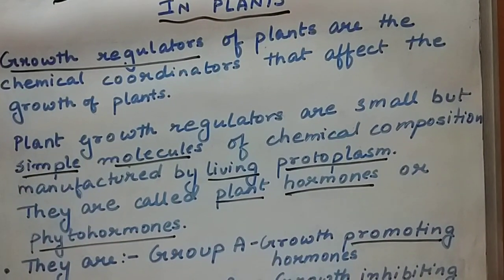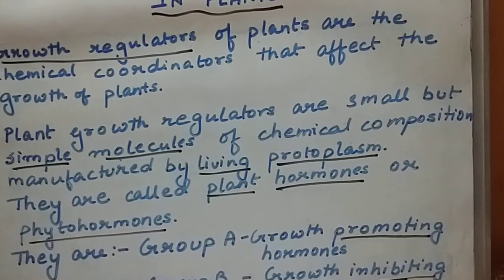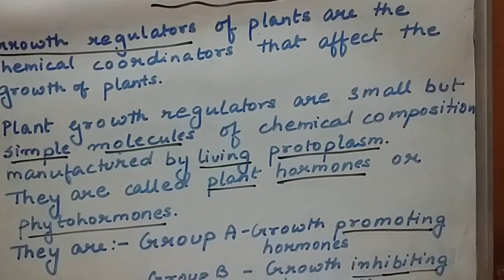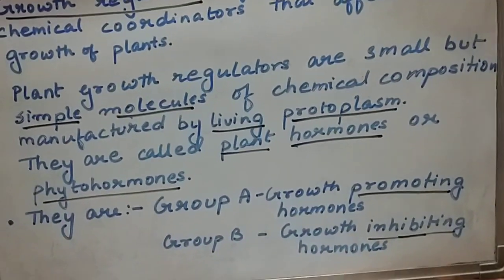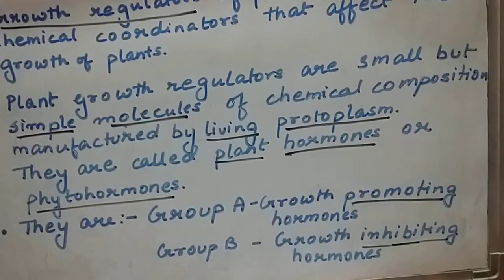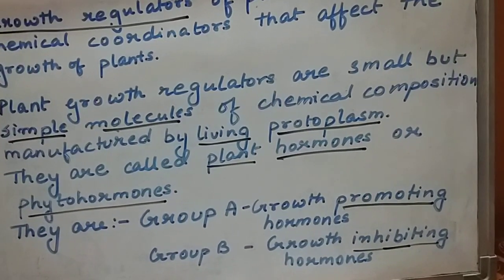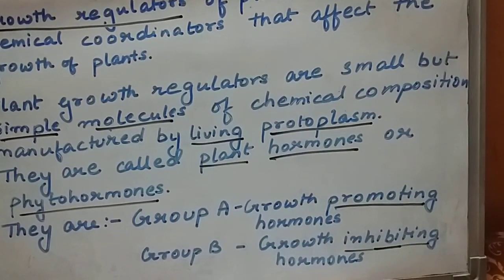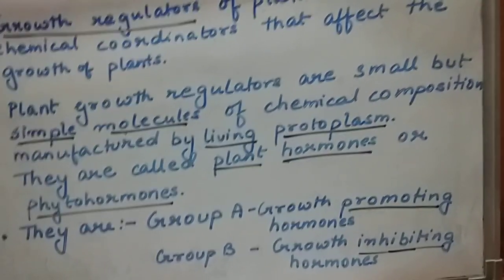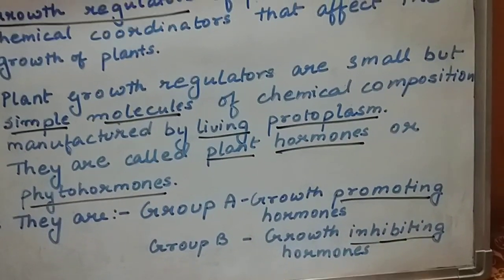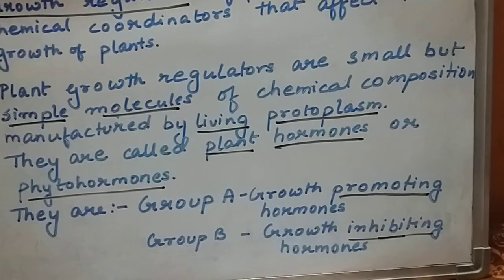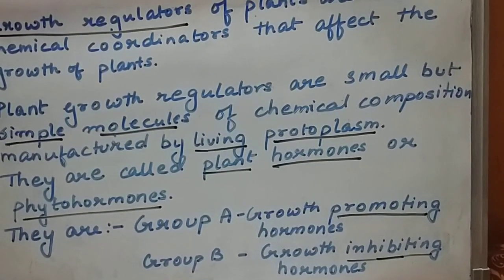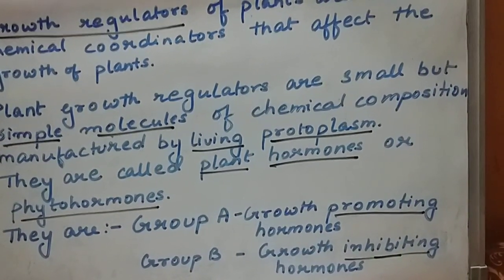They are also called plant hormones, or we can name them phytohormones. They are categorized into two categories. Group A deals with growth promoting hormones that promote growth, and group B deals with growth inhibiting hormones that hinder the growth of the plant and have an adverse effect on the plant.